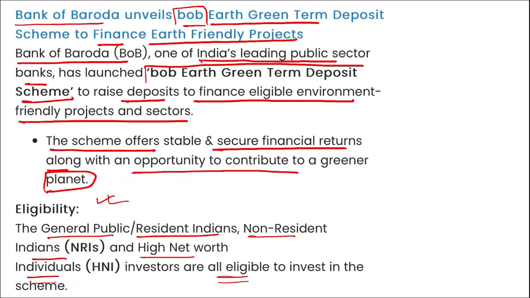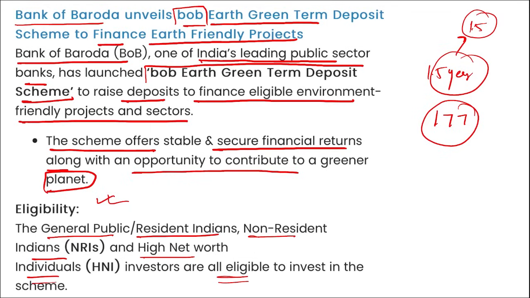Then this scheme, as we saw, will be focusing on sustainable development goals, and it will be available for 1.5 years of tenure and 1777 days tenure. Correct? So 2 types of tenures are available here. This 1.5 year signifies the 1.5 degrees Celsius rise, which we should not touch. And second, 1777 days tenure signifies the 17 sustainable development goals that should be focused upon.